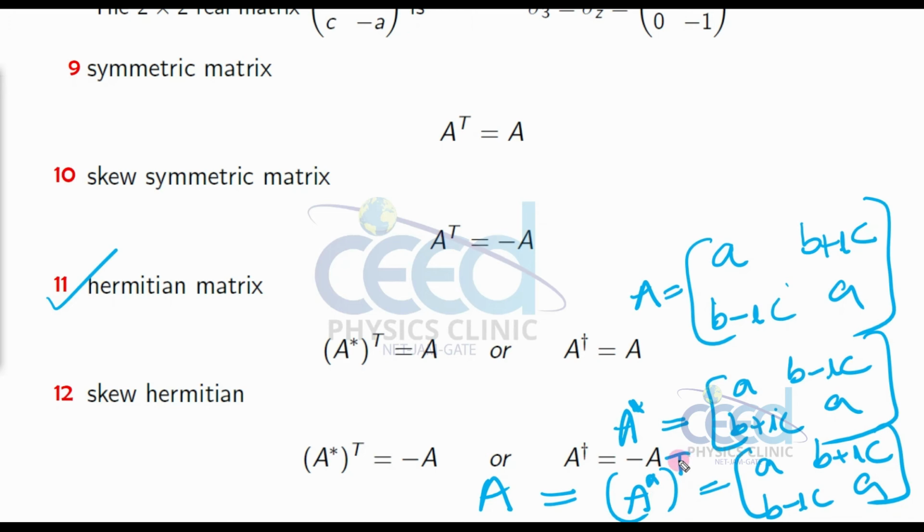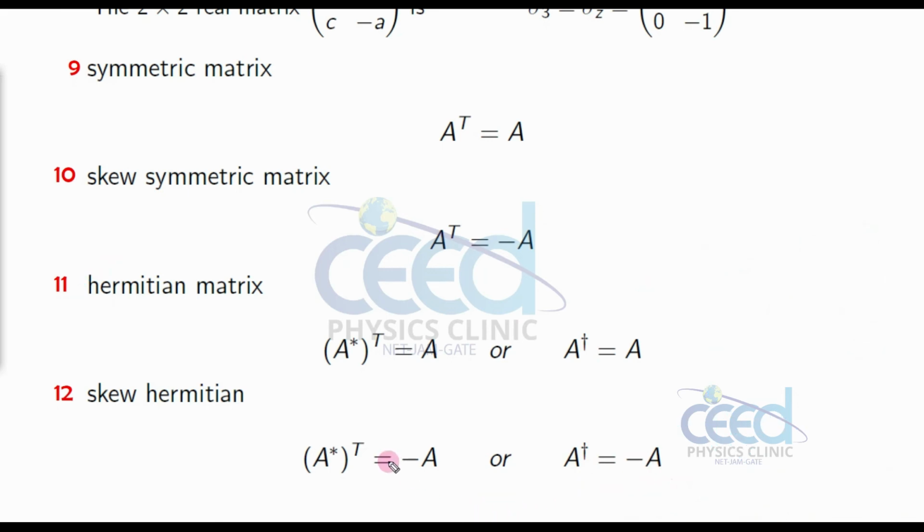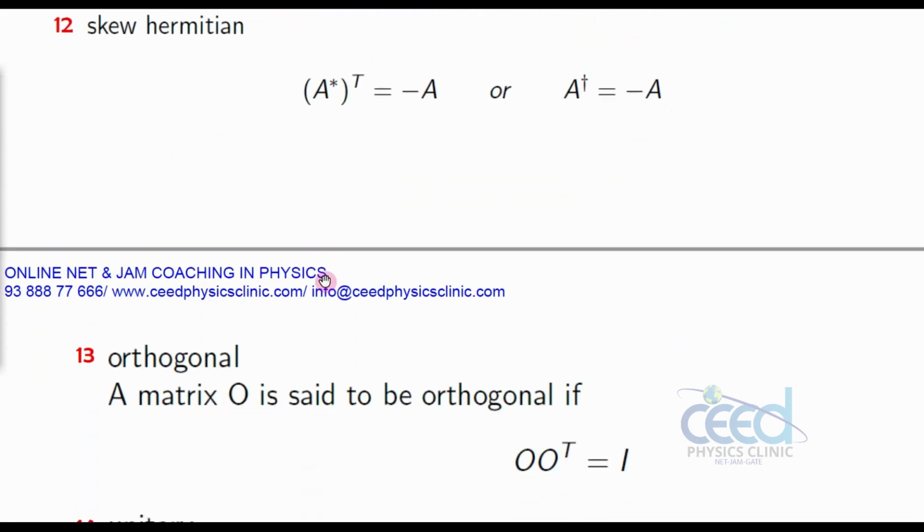Okay. Now let us go to skew Hermitian. Okay. So if you find the conjugate transpose, then instead of getting the same matrix, you are getting the negative of that matrix. Then you can call it a skew Hermitian matrix. Okay, that is a skew Hermitian matrix. Now what is an orthogonal matrix? Orthogonal matrix, suppose you have a matrix O. Okay, a matrix O, and then you are going to take the transpose of that. Then O into O transpose is equal to I.